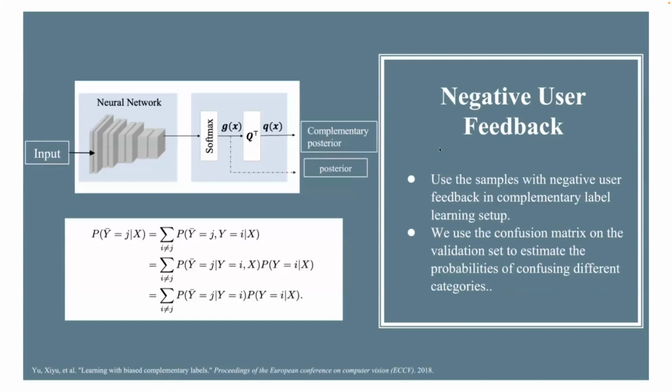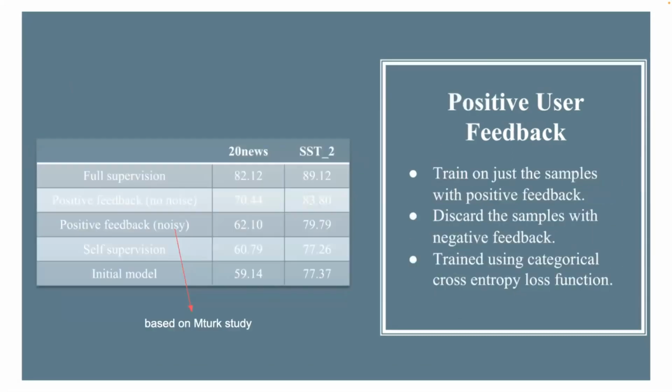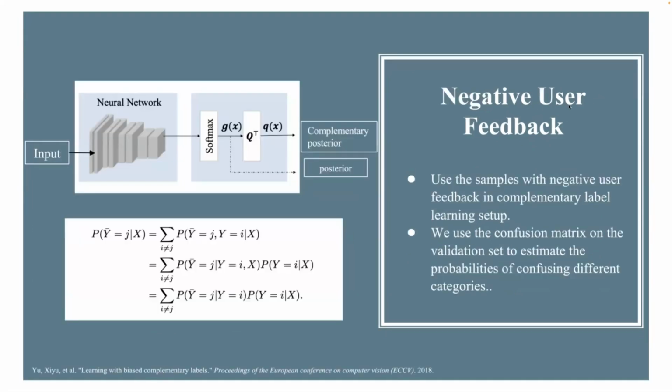Using negative user feedback is more challenging because, as I mentioned, in positive user feedback, you can just treat the predicted label as a true label. In the negative user feedback, the label is not the one that you thought. So the question is, what label would you use?